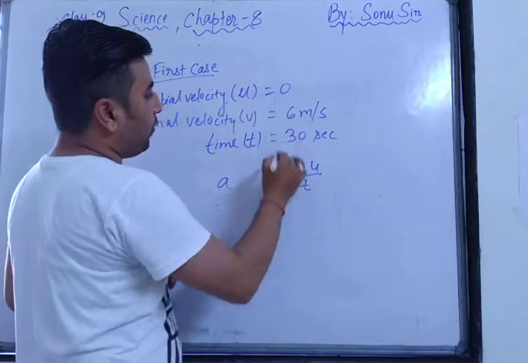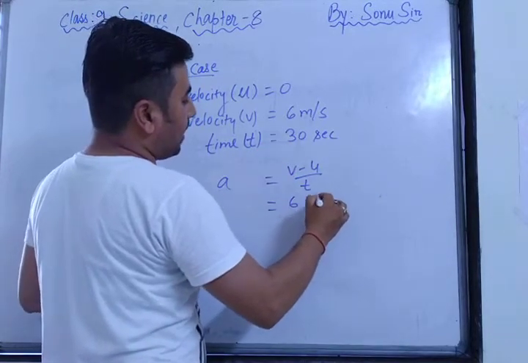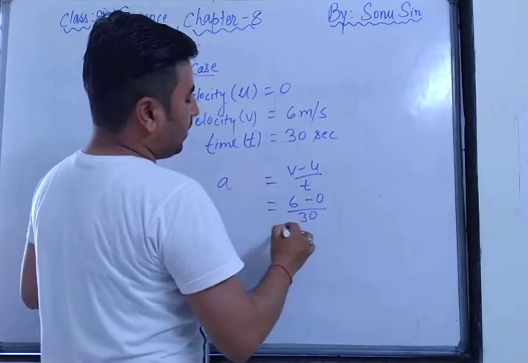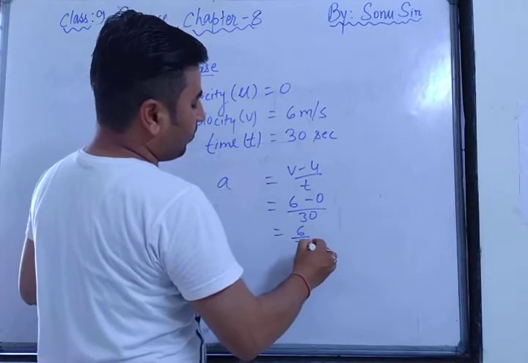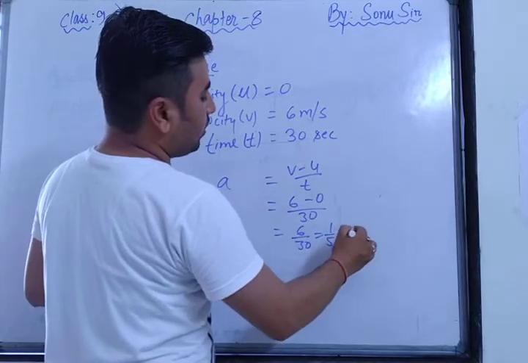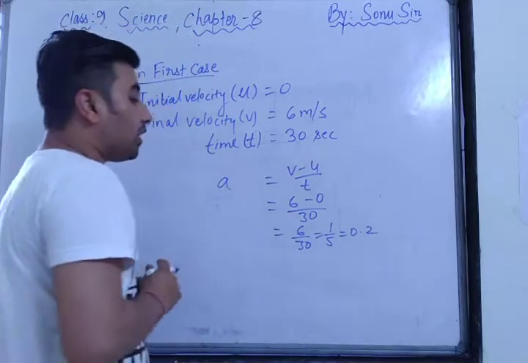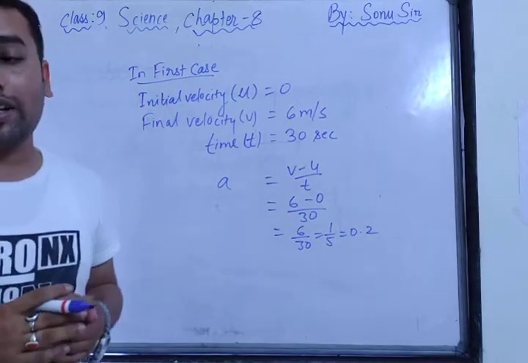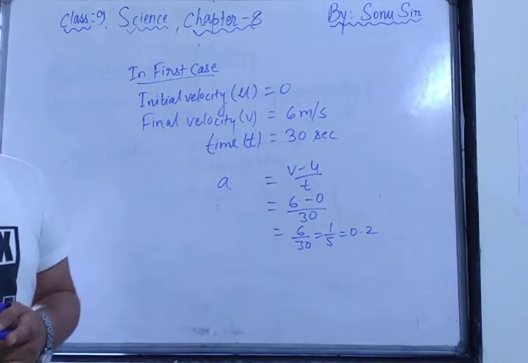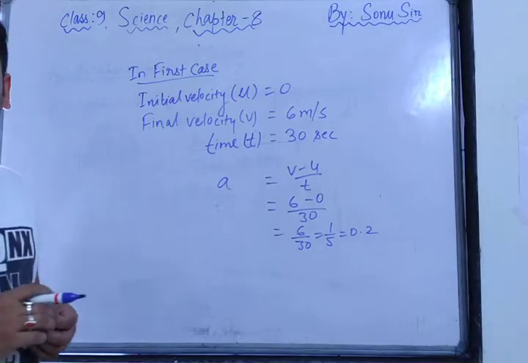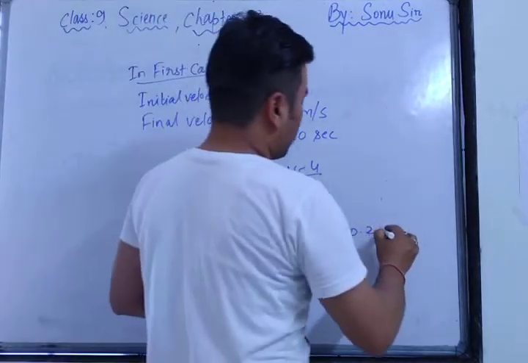So what is the value of V? 6 minus 0 by 30. So 6 upon 30, 1 upon 5, 0.2. And what is the SI unit of acceleration? As I said right now, it's meter per second square.